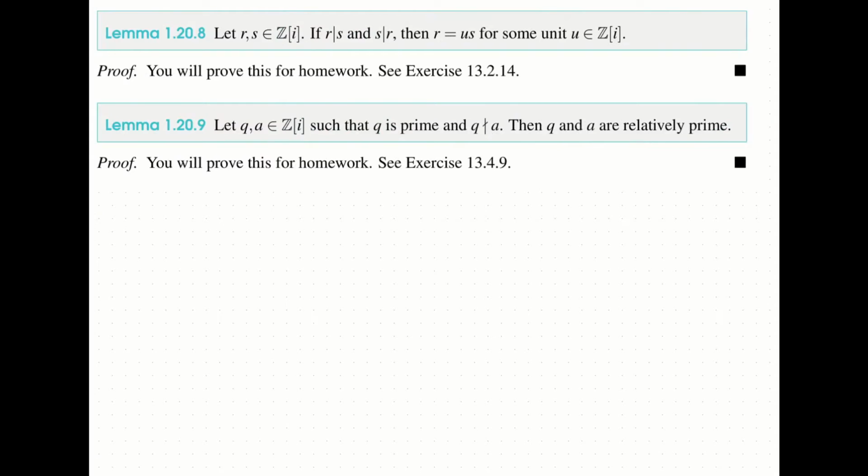And so for homework, you'll have the opportunity to work through the following two results. Here we have if r and s are Gaussian integers, and r divides s, and s divides r, then r is equal to u times s for some unit u in the Gaussian integers. And so this is essentially our new version of trichotomy. So we no longer have ordering over the Gaussian integers.